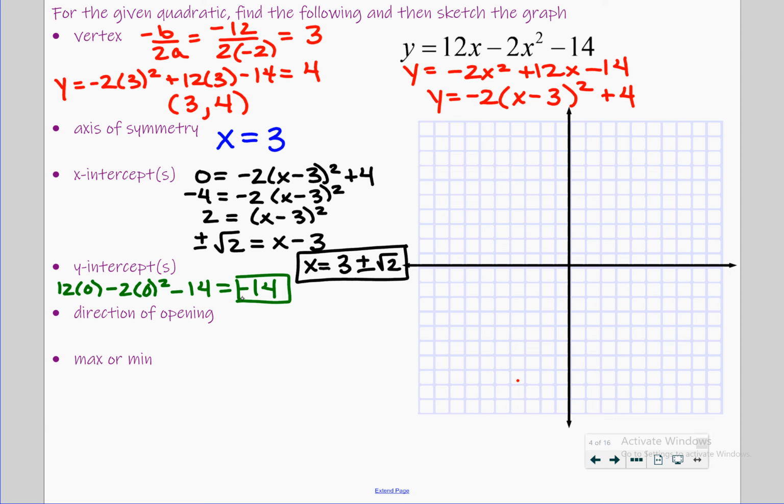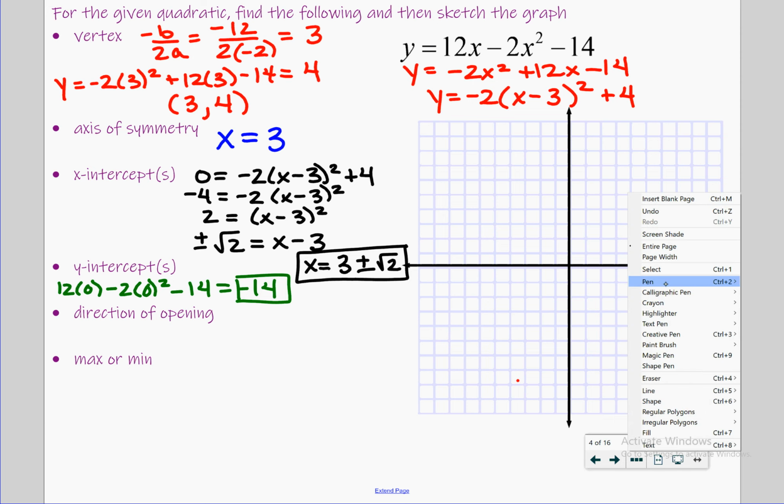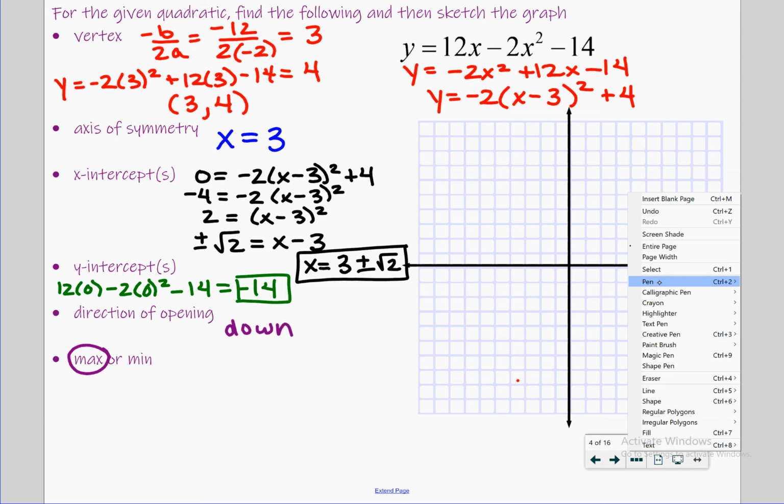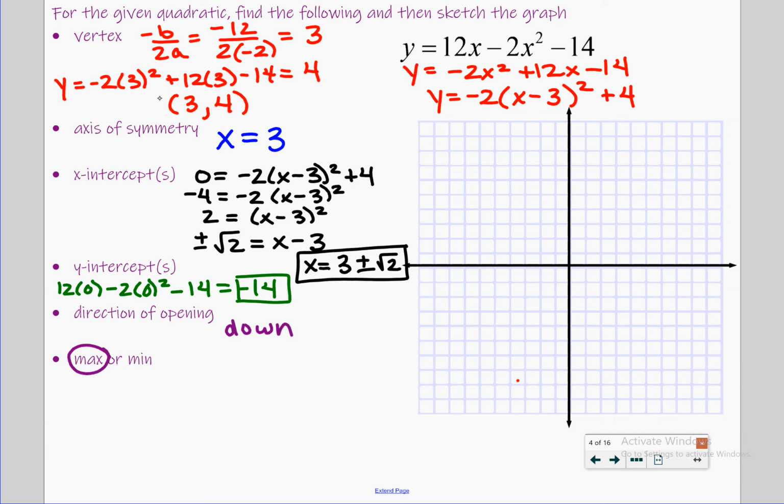Which way is this going to open, up or down? It's going to open down, and how do I know? Yes, because the a value is negative in either form of the equation that I look at. And if it opens down, does that mean I have a min or a max? I have a max. Good. Okay, so now let's put all this together and get a graph.